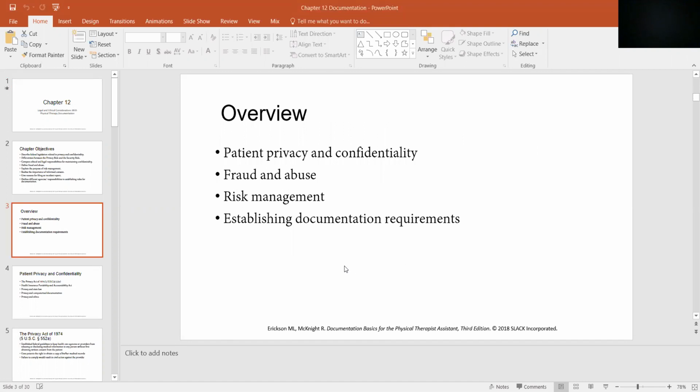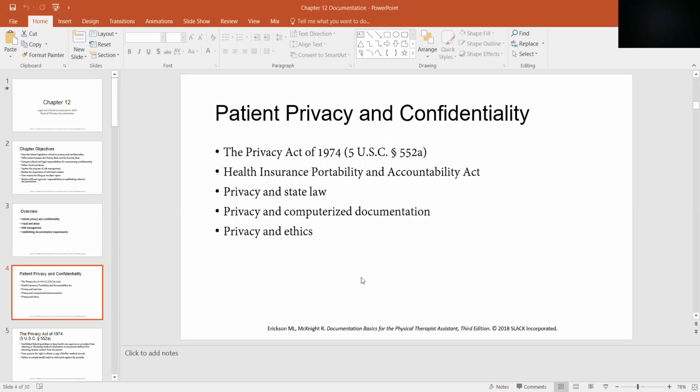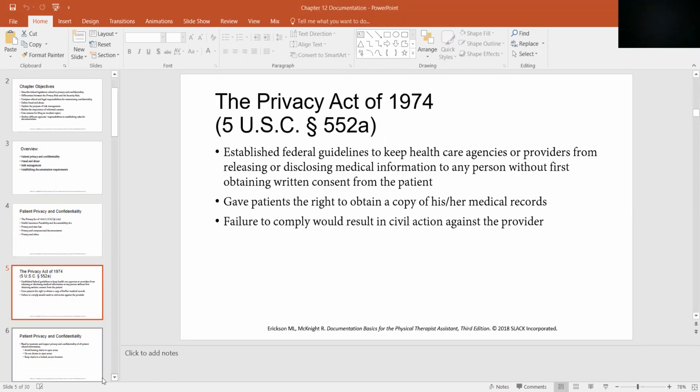So this PowerPoint is going to go over patient privacy and confidentiality, fraud and abuse, risk management, and establishing documentation requirements. And some of this information we have already been over in previous quarters, privacy, HIPAA, that type of thing. So I'm going to go over them fairly fast when it is something we have been exposed to before. So patient privacy and confidentiality has to do with the Privacy Act of 1974, the Health Insurance Portability and Accountability Act, or HIPAA, privacy and state law, privacy and computerized documentation, and privacy and ethics.